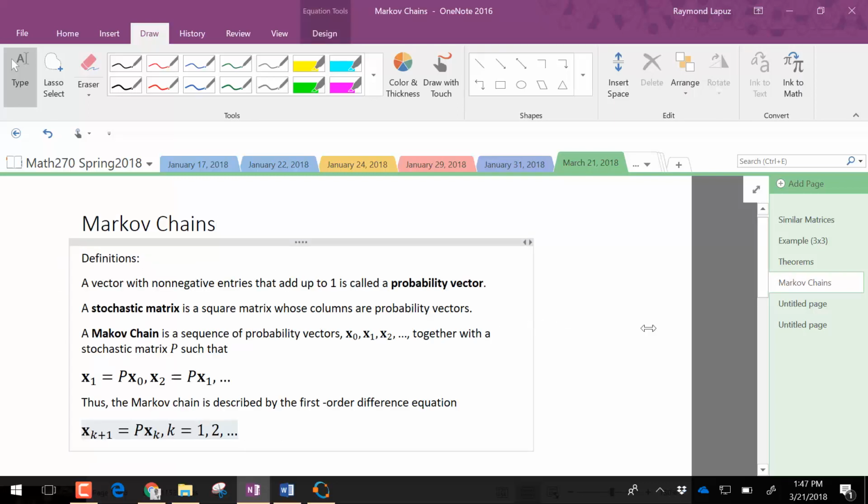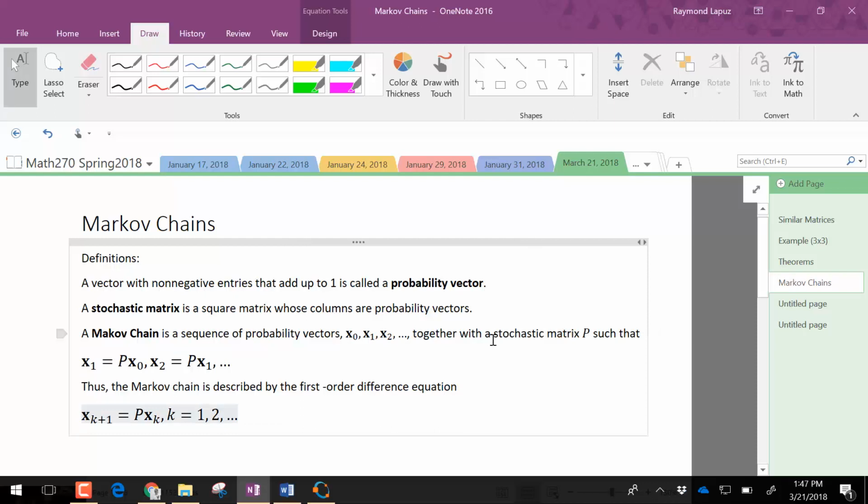And had we gone over 4.9 before going over this, we would think it was kind of interesting. But after going through eigenvalues and eigenvectors, we're going to see something immediate from one of the results from Markov chains. So let's state a couple of definitions here.